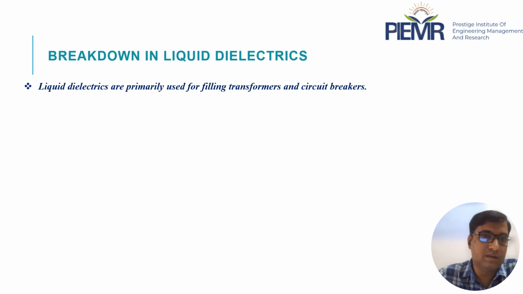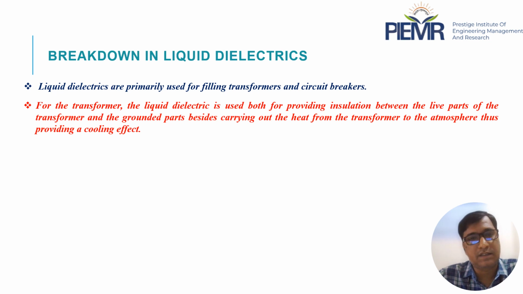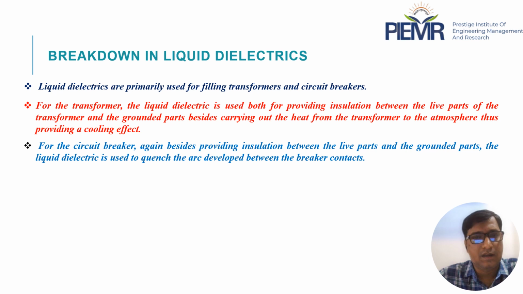The liquid dielectrics are primarily used for filling transformers and circuit breakers. For a transformer, the liquid dielectric is used both for providing insulation as well as for cooling, because during operation the transformer will produce heat, and that heat will be taken away with the help of this dielectric. Similarly, in a circuit breaker, besides providing insulation between the live parts and the grounded parts, the liquid dielectric is used to quench the arc that is developed between the circuit breaker contacts.